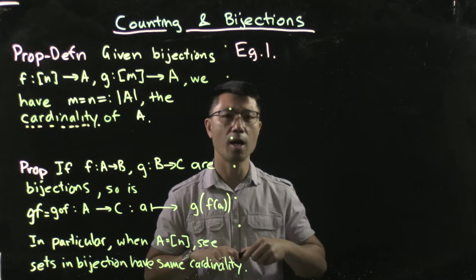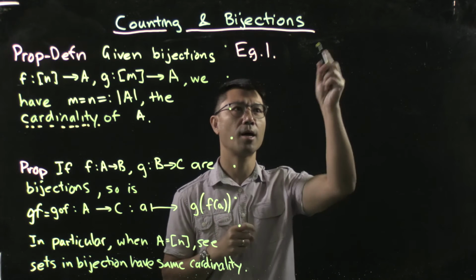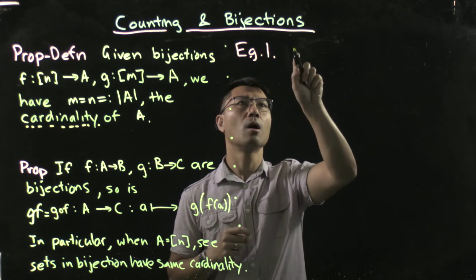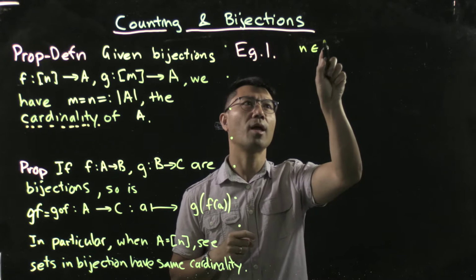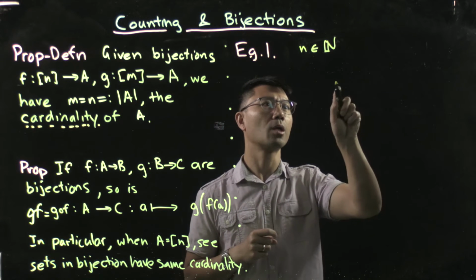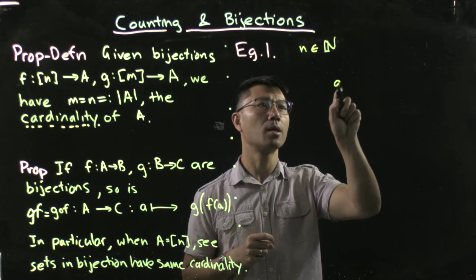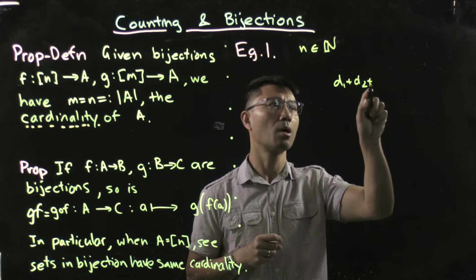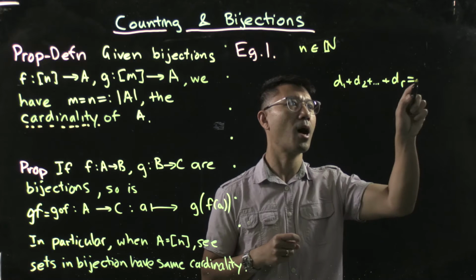What we're going to do is look at non-negative integer solutions. So firstly, we'll start with a little n, which is a natural number, and we're going to look at solutions to d1 plus d2 plus all the way up to dr equals n.